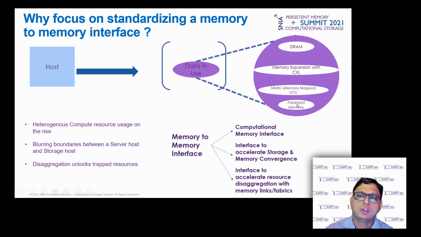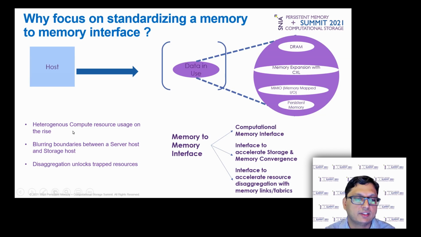or persistent memory now that has been made part of the system physical address space. All of these things are now expanding the envelope for the data in use that can be used by an application. Now, when you see the trends where the heterogeneous compute resource usage is on the rise, all of them can benefit from the data in use model that is expanding.